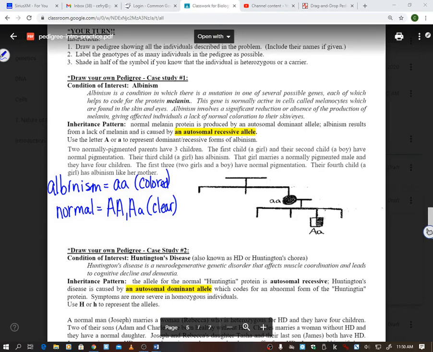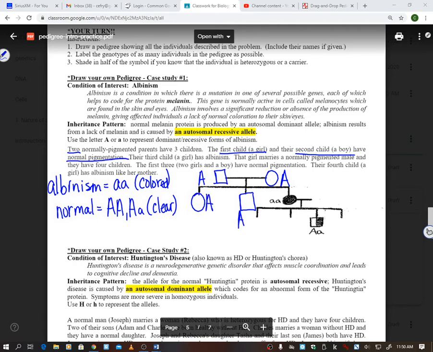All right, so as I read through this, it says two normally pigmented parents. So I'm going to put a square and a circle. Now they're normal, so they have at least one capital A. I don't know what the other one is yet, but I'll do it here in a second. The first child, a girl, so that's a circle. Their second child, a boy, has normal pigmentation. So they have at least one capital A.